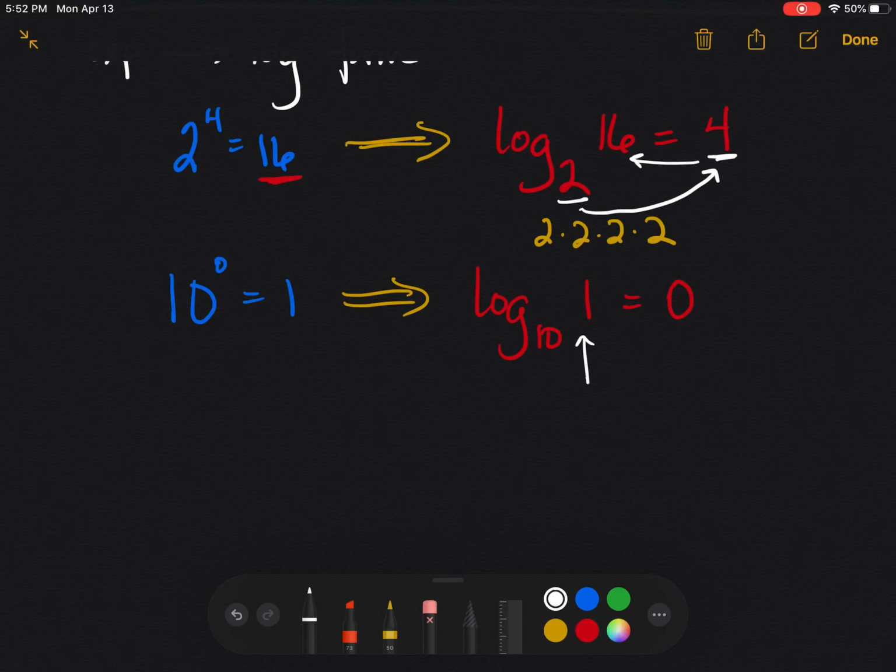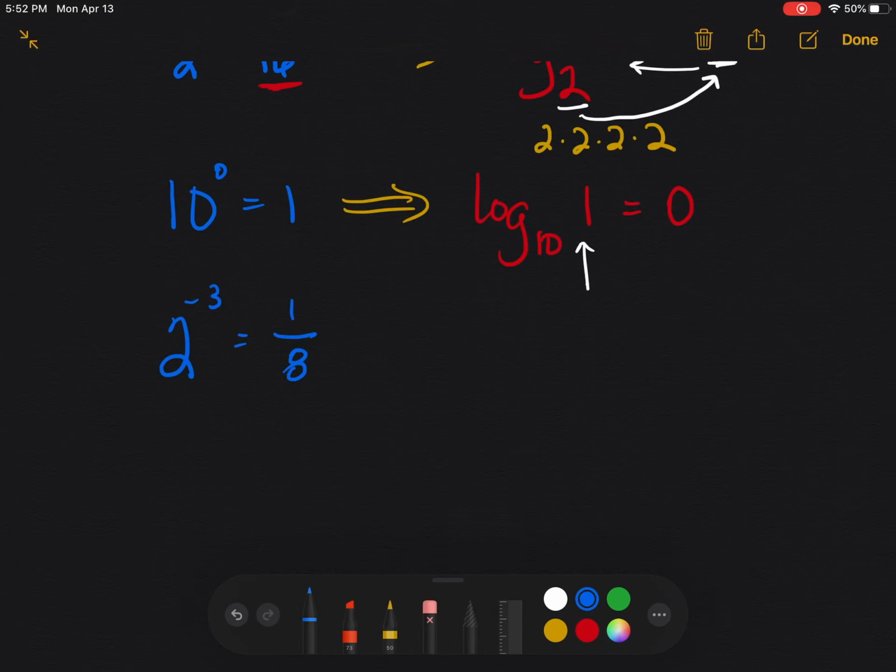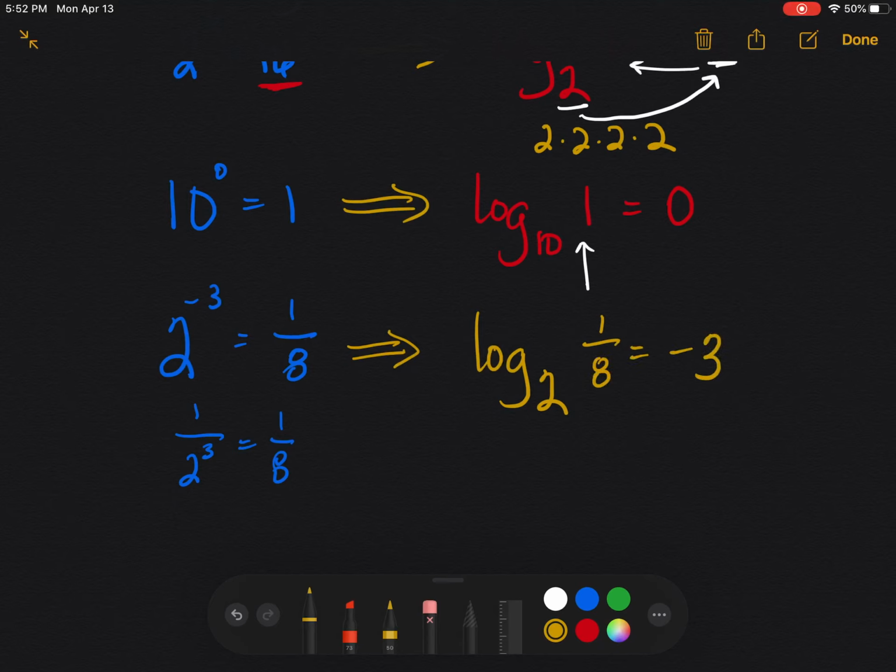Okay. So a little bit more with a fraction and a negative here. If I gave you 2 to the negative third equals 1/8, which you know is true because this would be 1 over 2 to the third, which is 1/8. But how do I write that in log form? Well, I've got log, what's my base? My base is 2. My answer is 1/8. And my exponent is negative 3. So you've got to get used to going back and forth between that.